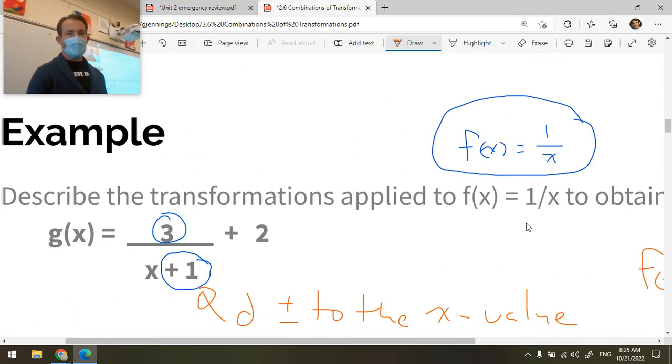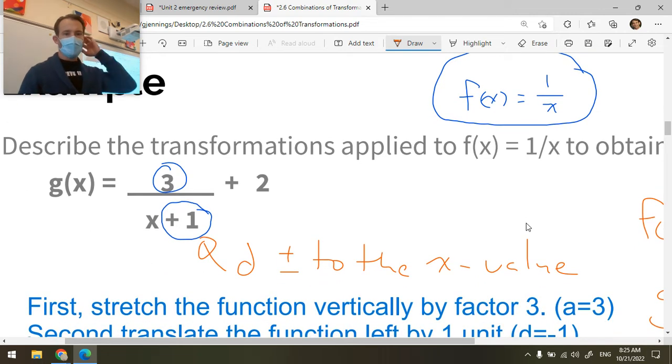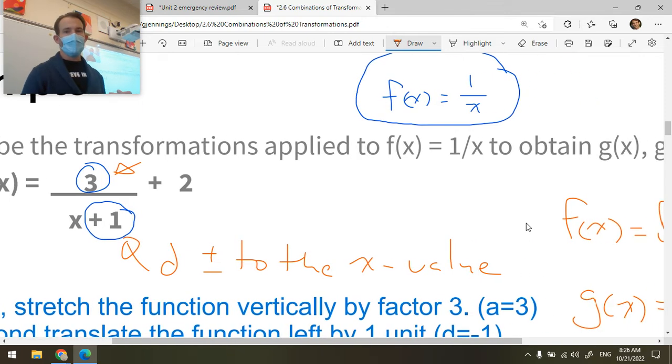And then the tricky one to note here is what is this 3 doing here? That one is trickier to see. I agree. If I know that my base function is f of x is 1 over x, and then I imagine, well, how did that 1 become a 3? It didn't become a 3 by adding 2 to it.